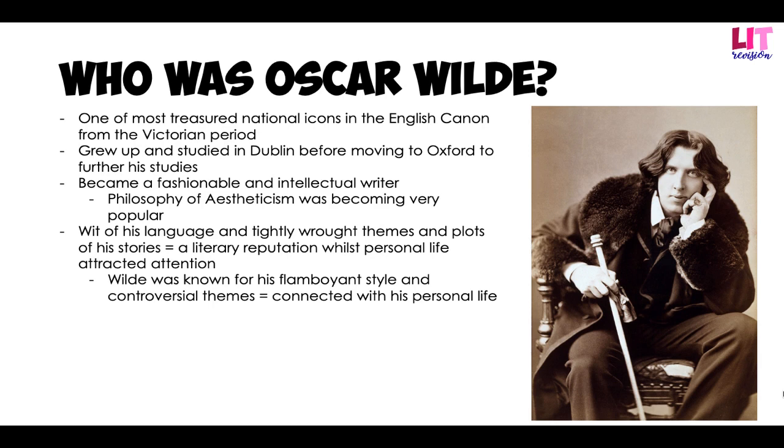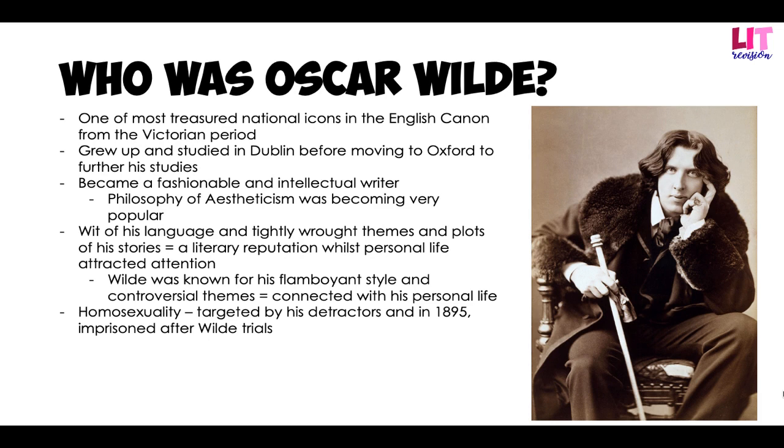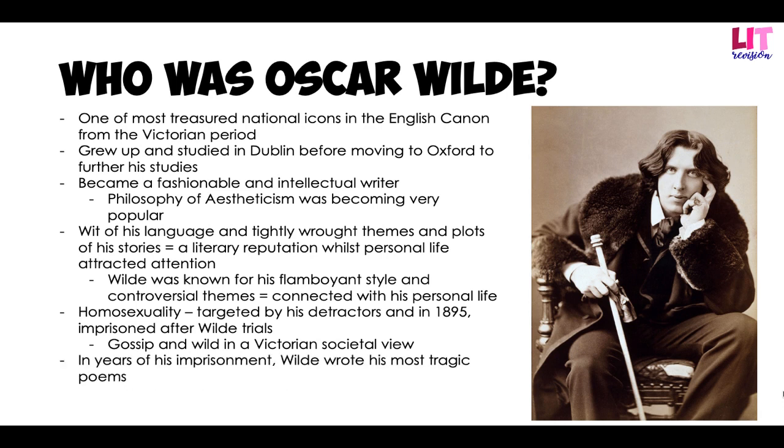One aspect of his life was his homosexuality, which was targeted by his detractors, and in 1895 he was imprisoned for many years following what is widely known as the Wilde Trials. The famous Wilde Trials were not only notorious because they were the equivalent of, say, a Beyoncé scandal, but also because the nature of it was wild in the Victorian societal view, no pun intended. In the years of his imprisonment, Wilde wrote his most tragic poems. After his release, he moved to France and died there.